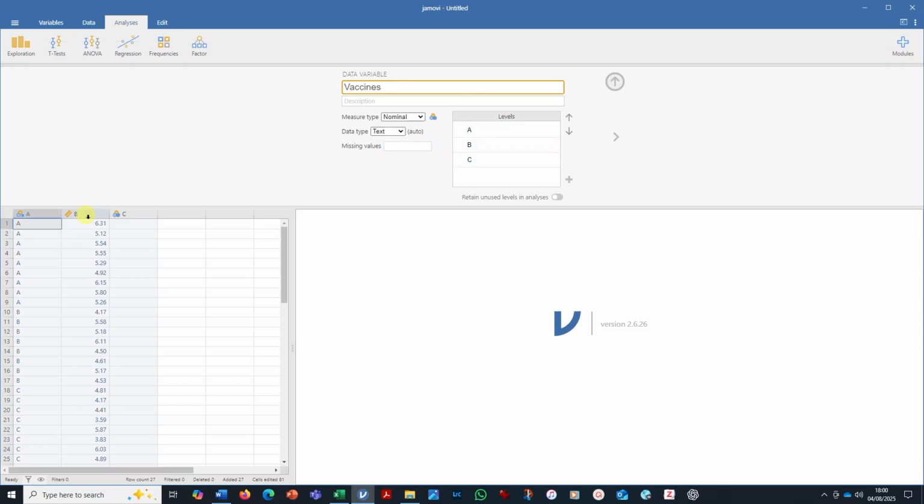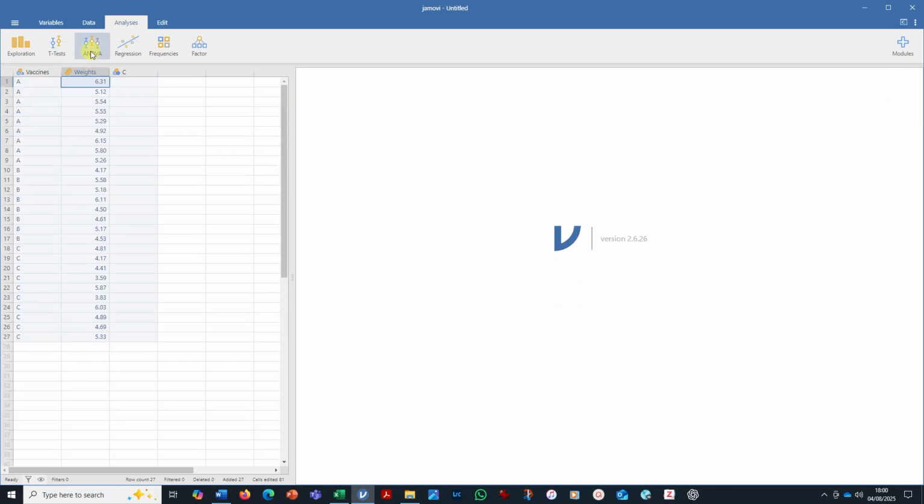And then I go on to the next column. I can double click B, or I can move over here, and B, well, that's the weights. So I'm going to put that there, and that's continuous data and decimal, so that's correct too. Okay, so I can move up from there. ANOVA is right in front of us, look.